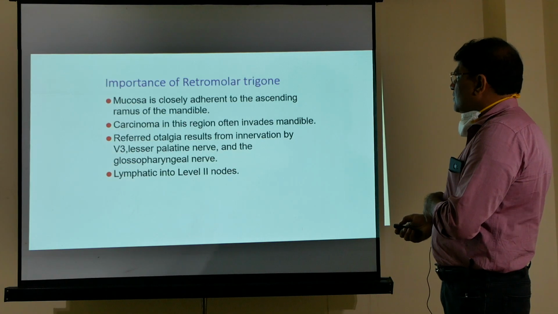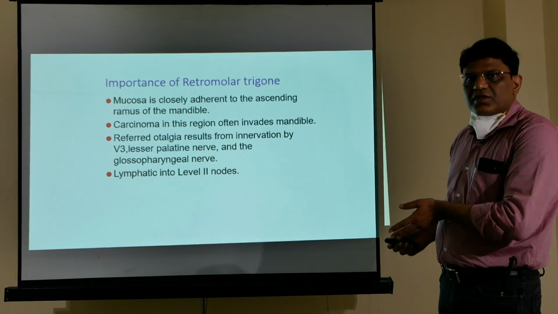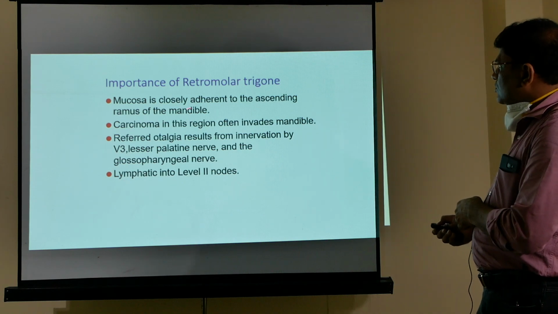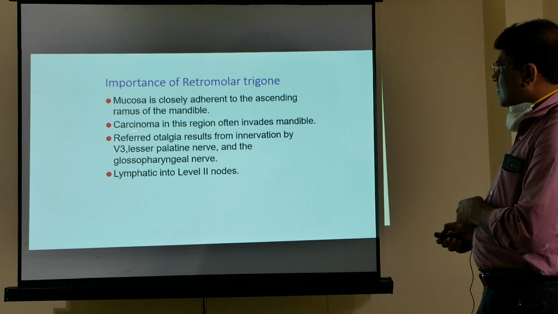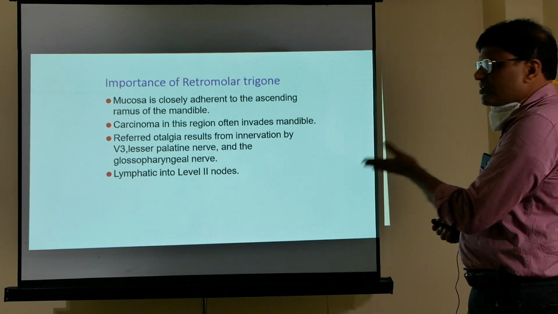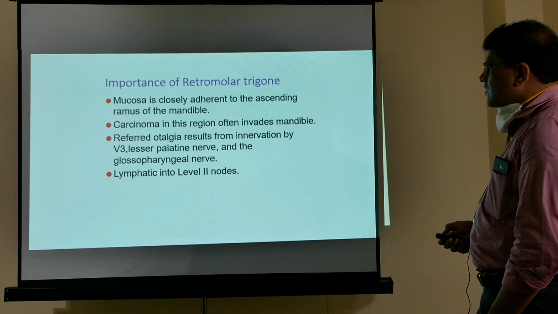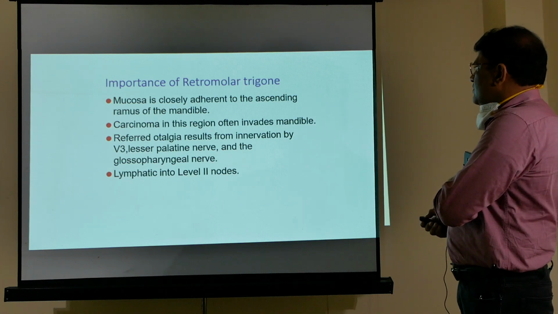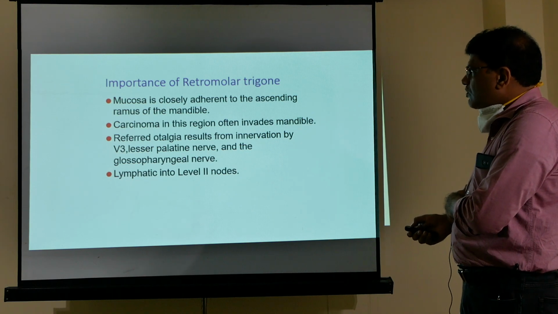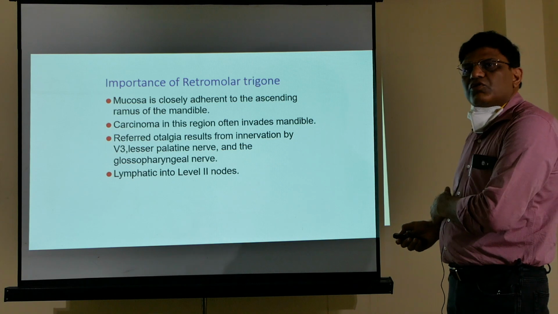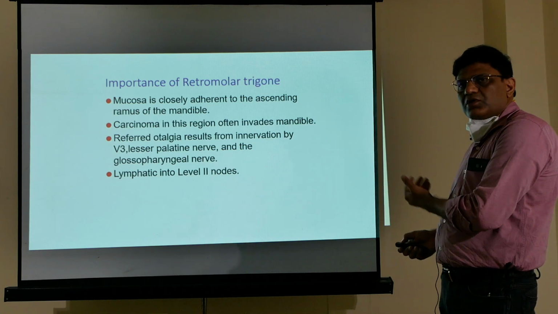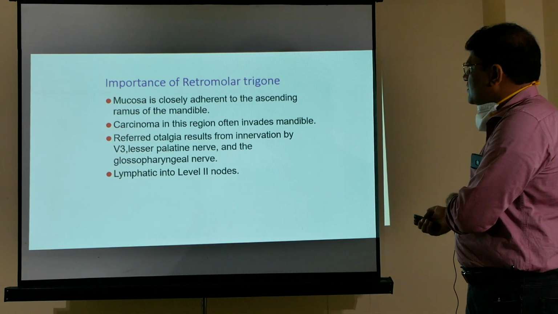Now what is the importance of retromolar trigone? As we discussed, the mucosa is closely adherent to ascending ramus of mandible. Carcinoma in this region often invades mandible, so mutilating surgeries have to be done. Referred otalgia means ear pain that results from innervation by third branch of the trigeminal nerve, by lesser palatine nerve and the glossopharyngeal nerve, right. So that's why it's important. And lymphatic drainage is into level 2 nodes, as we discussed in the previous diagram.